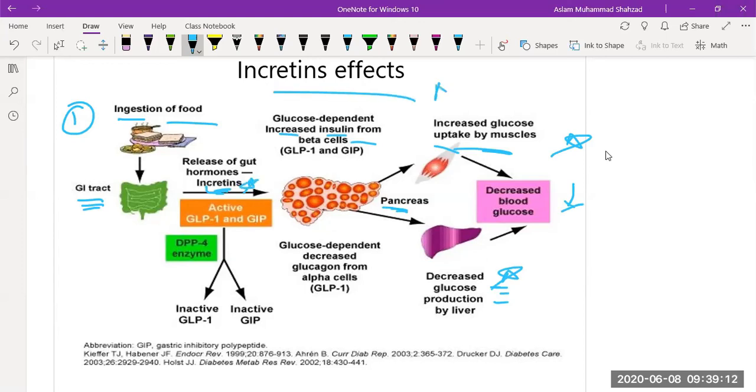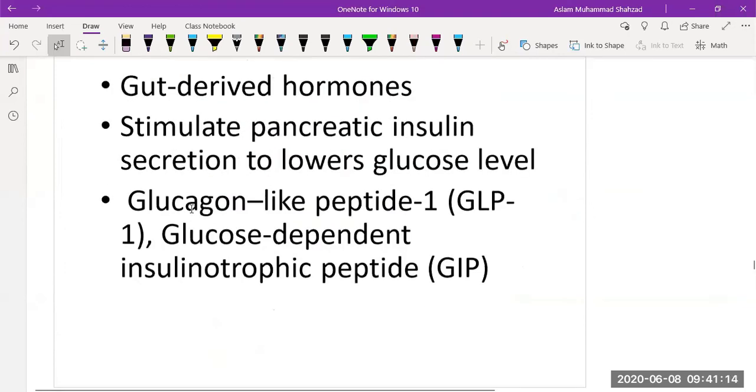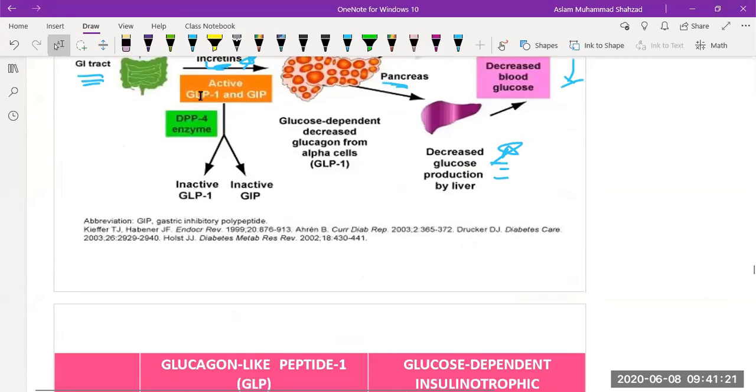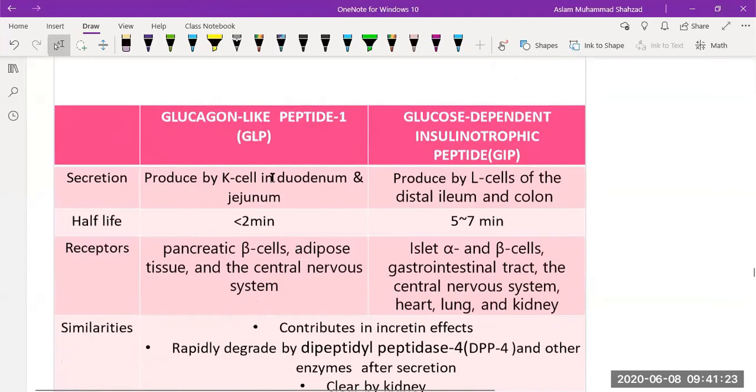So all these mechanisms work through that hormone, the incretin, and that is known as the incretin effect. So how do they work with GLP-1 or GIP, as we mentioned in the previous slide: glucagon-like peptide 1, GLP-1, and glucose-dependent insulinotropic peptide. We will discuss them in upcoming slides, like the GLP, glucagon-like peptide. It is produced by the K cells in the duodenum and jejunum, having a half-life of less than 2 minutes.